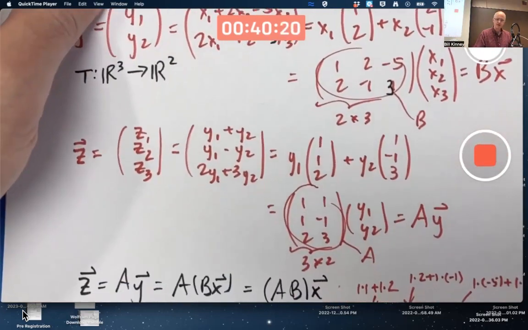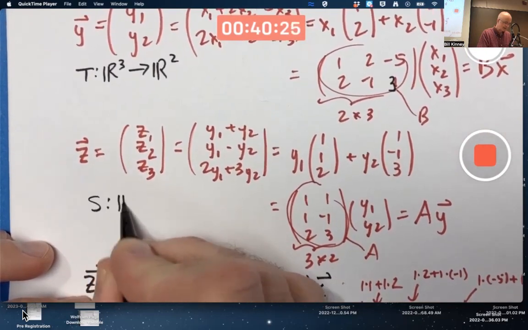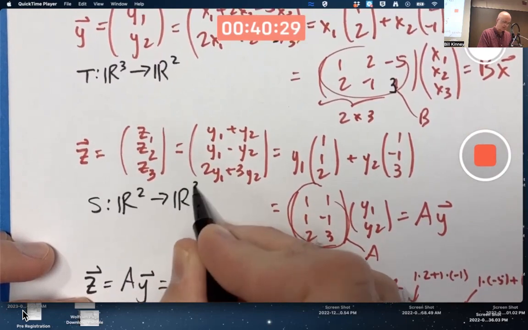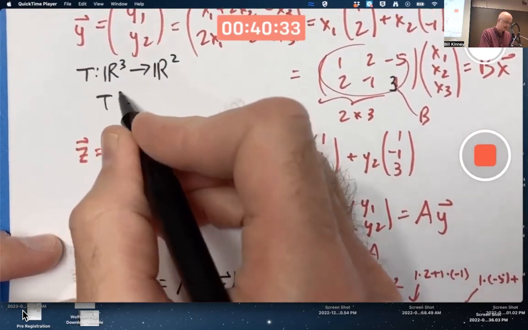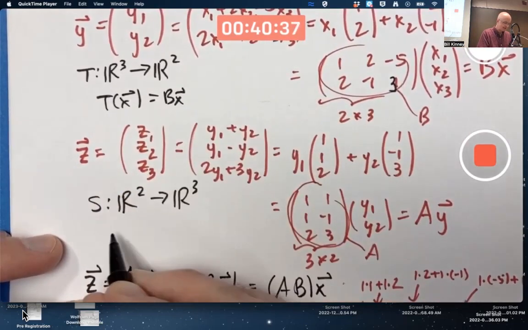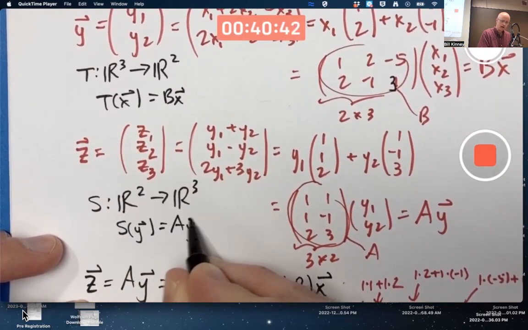The other transformation, defined by A times Y, call the transformation S, takes a 2-dimensional vector and gives you a 3-dimensional vector out. T is defined by B times X, S is defined by A times Y.